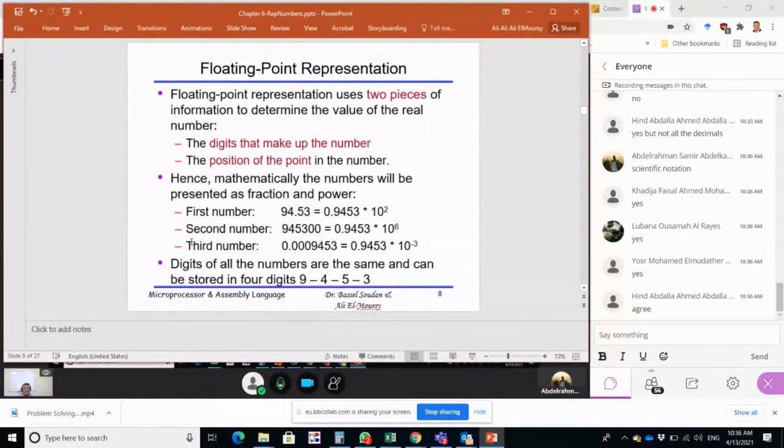طب what about the second number? The very big number. Okay? Remember something, it has the exact same digits as the first number, but I can scientifically write it as also the same number but multiplied by 10 to the power of كام? To the power of 6. مش كده ولا ايه؟ Agree?